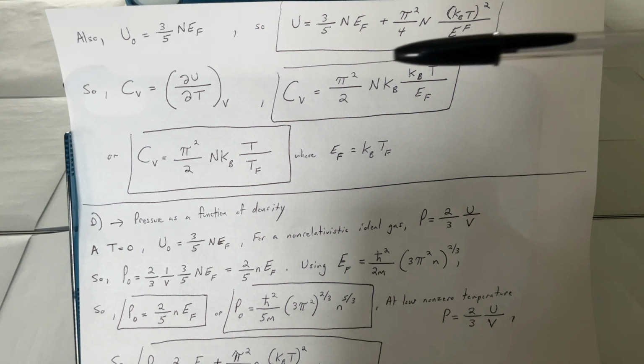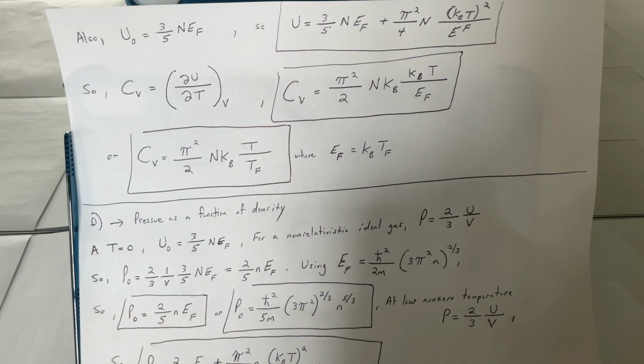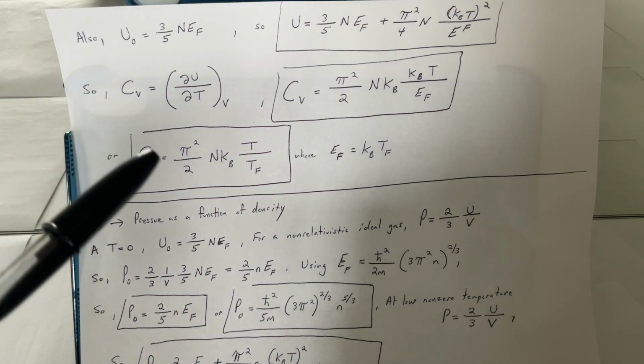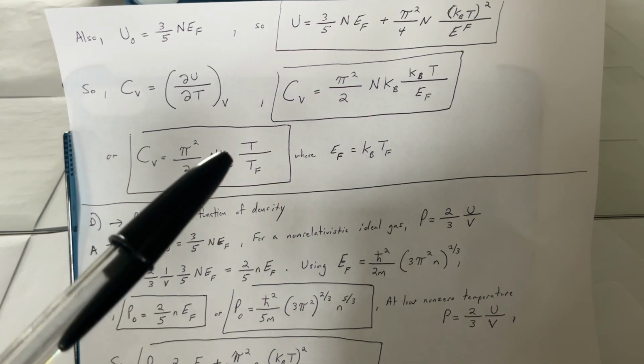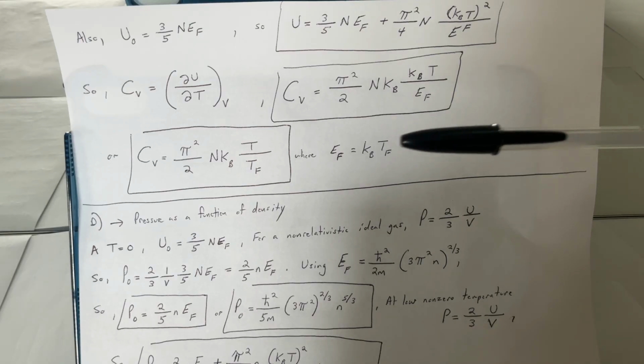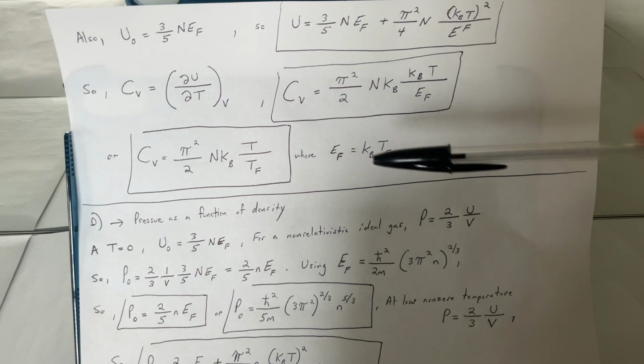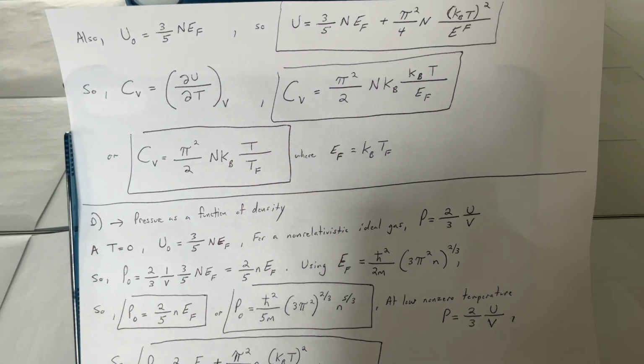C sub V equals (pi squared over 2) N k sub B times T over E sub F, or C sub V equals (pi squared over 2) N k sub B times the quantity T over T sub F, where E sub F equals k sub B T sub F. So sorry, that's T sub F. Okay, so that's letter C.